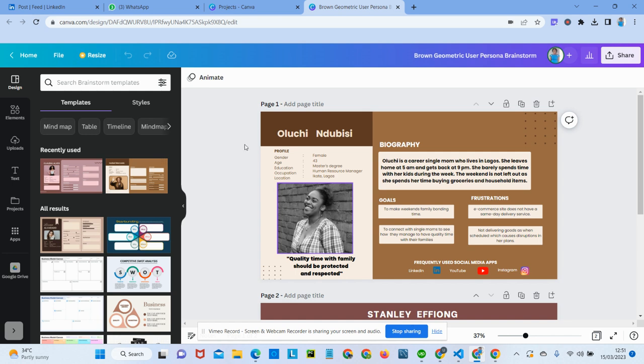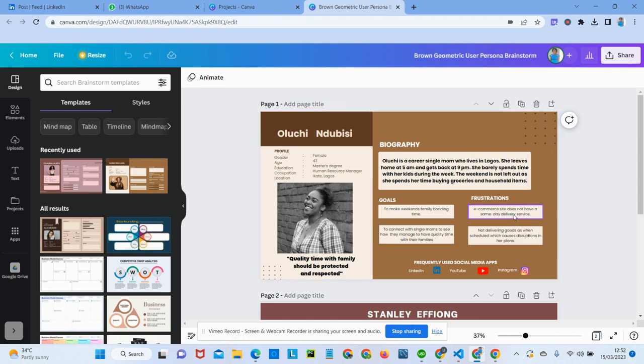And so I decided to create this persona based on this, and you can see her biography and her goals. One of her goals is that she wants to be able to make weekend family bonding time. She's a breadwinner now, so she can't actually leave her job right now. What she would want to achieve is that during the weekends, she doesn't have to spend her time doing these things. She should be able to give all her attention to her children, so even if they don't see mommy on weekdays, they should be able to see mommy on weekends. Another goal is also to connect with single moms to see how they're able to manage this family situation.